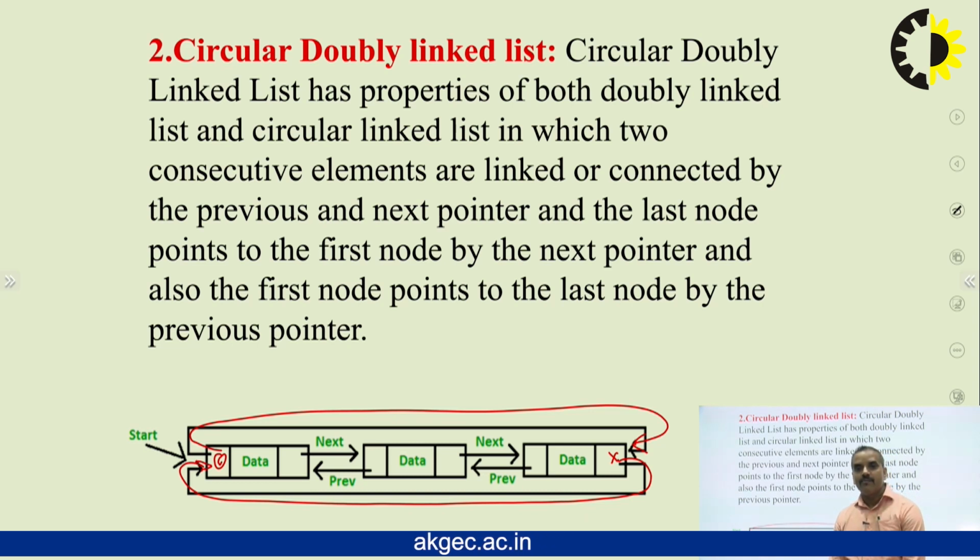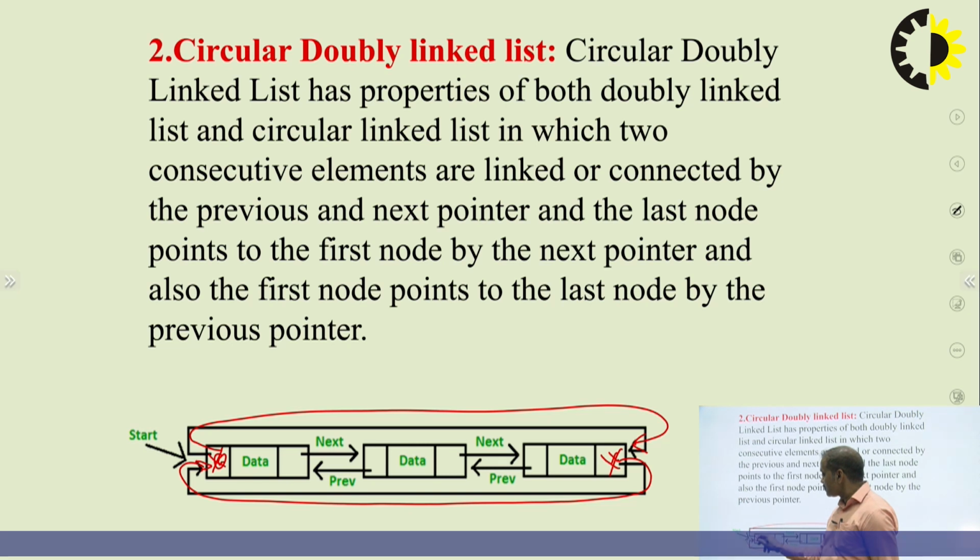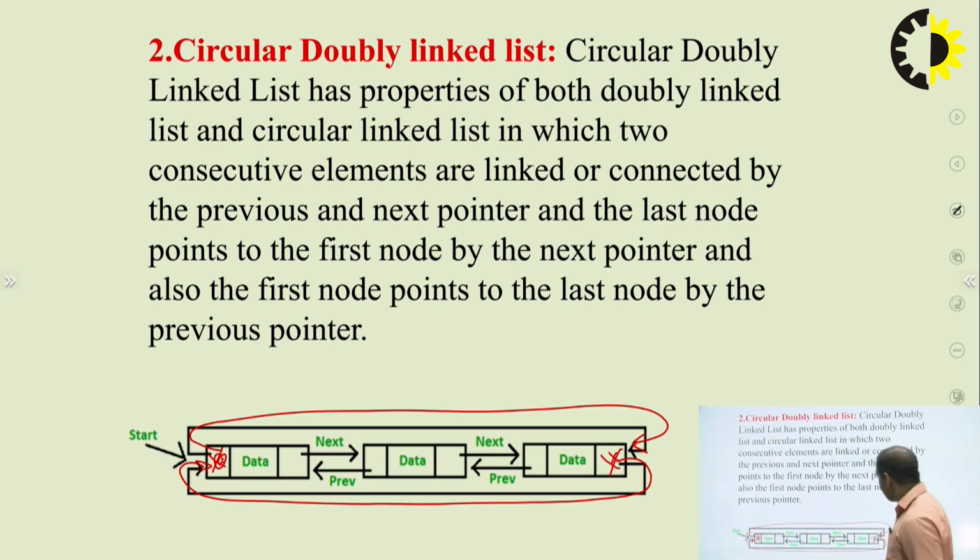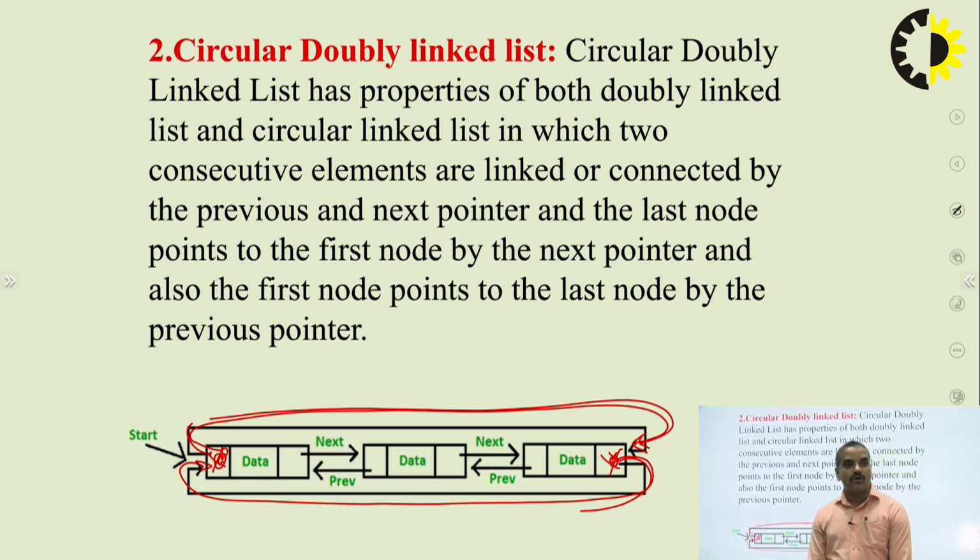In case of doubly linked list, here we have to put null, and here also we have to put null, because there is no preceding node to contain this address, and here there is no next address, so we have to put null. But in case of circular doubly linked list, this null is pointed to the first node, and this null is pointed to the last node. By using this method, we have to convert the given linked list into a doubly circular linked list.